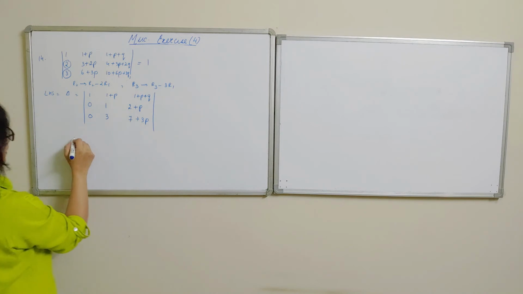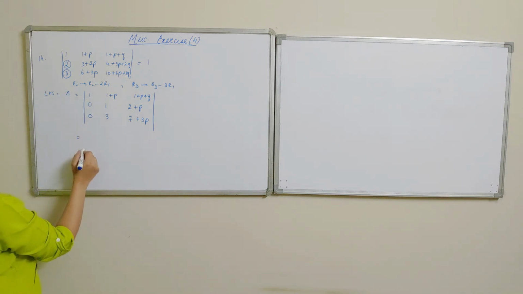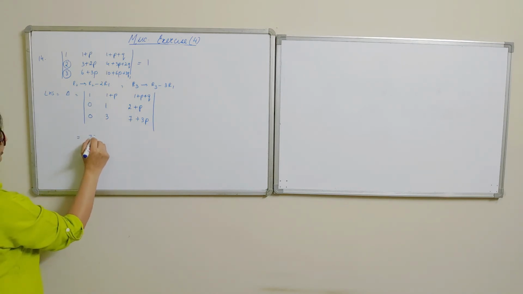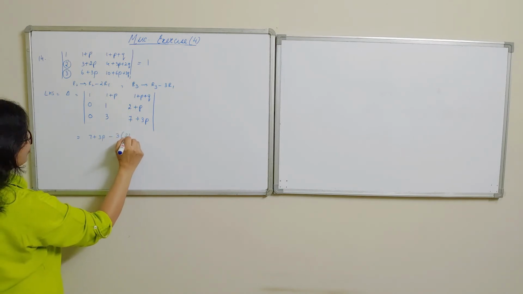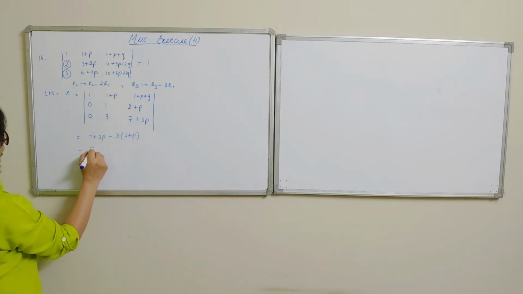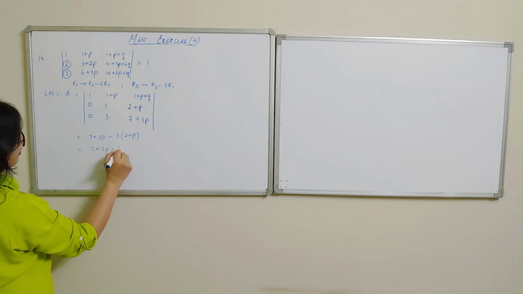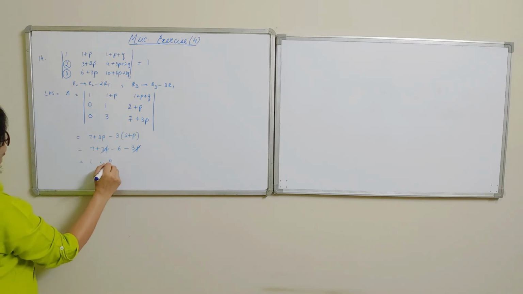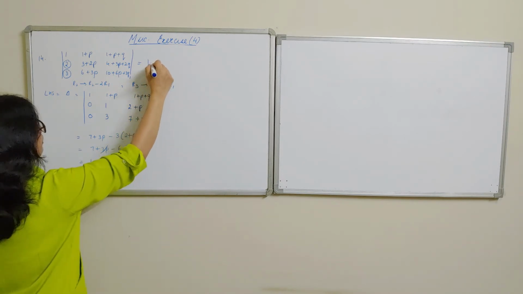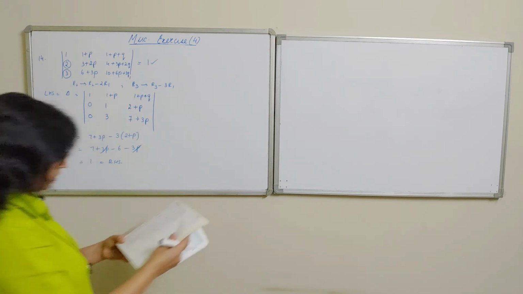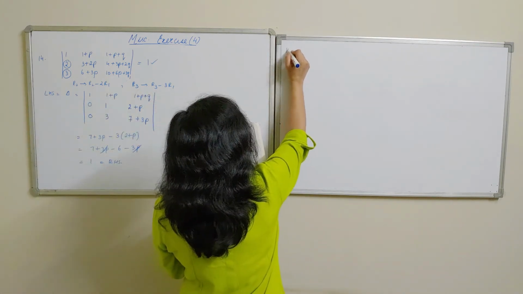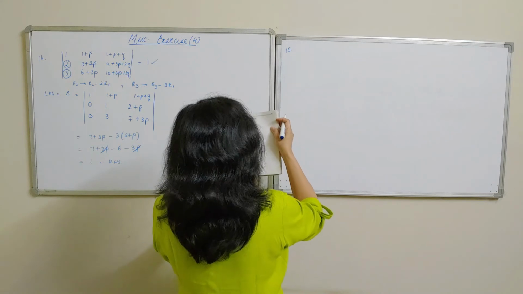And now let us expand along the first column. So what do we get? 7 plus 3p minus 3 times 2 plus p. So 7 plus 3p minus 6 minus 3p gives us 1, which is equal to the right hand side here. And next we look at question number 15.